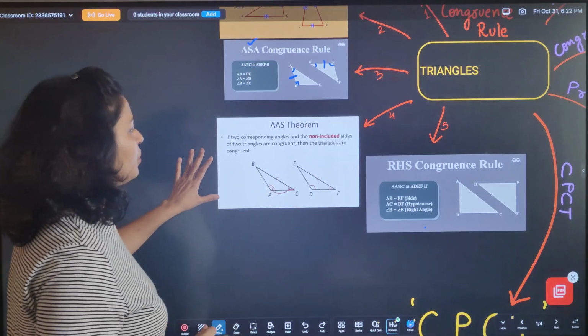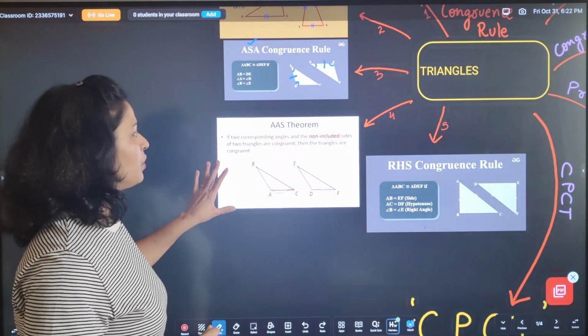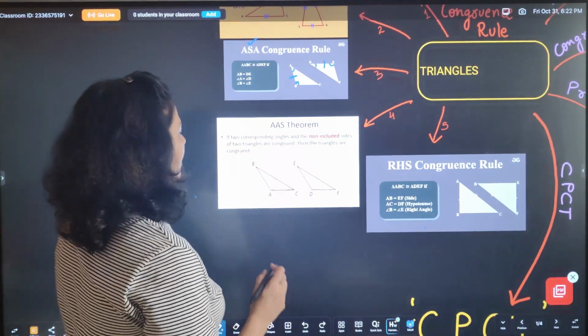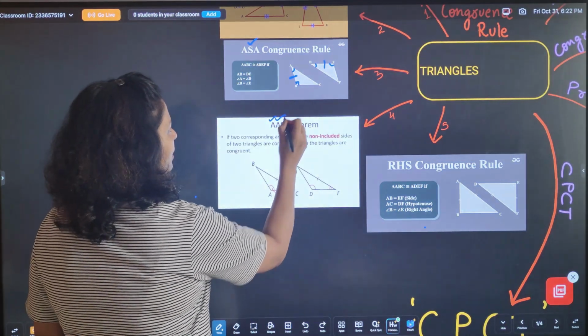Then the fourth congruence rule you studied was AAS congruence, where there are two corresponding angles.